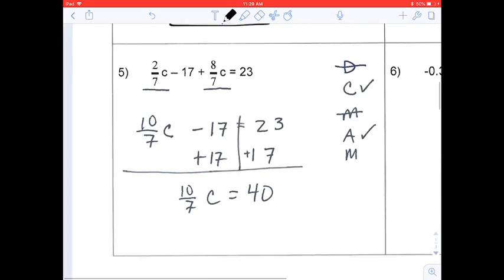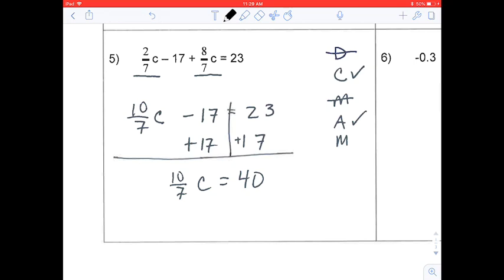Okay. Question 5 is worked out for us. Almost. They started the problem. We have to finish it. So they combined some like terms. 2/7 c plus 8/7 c gives you 10/7 c. -17 did not have anything to combine with, and that's still equal to 23. So they did the combining like terms.